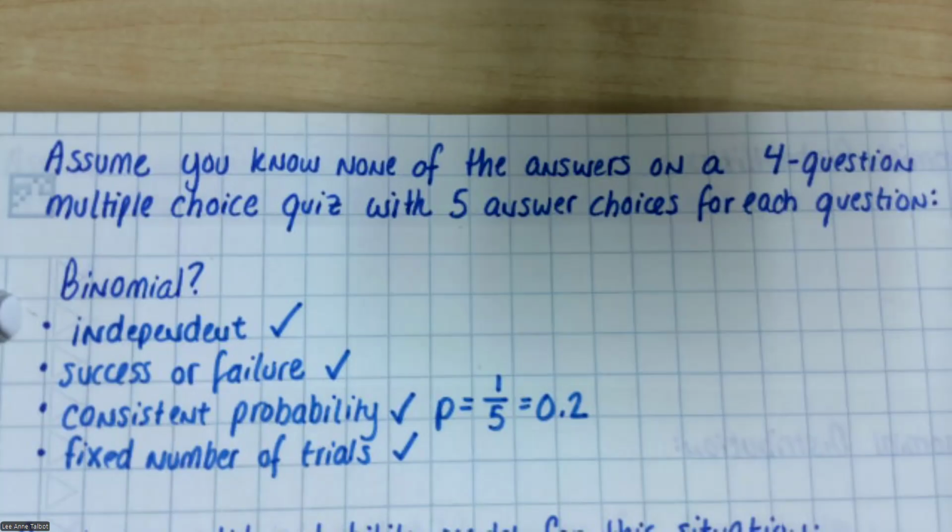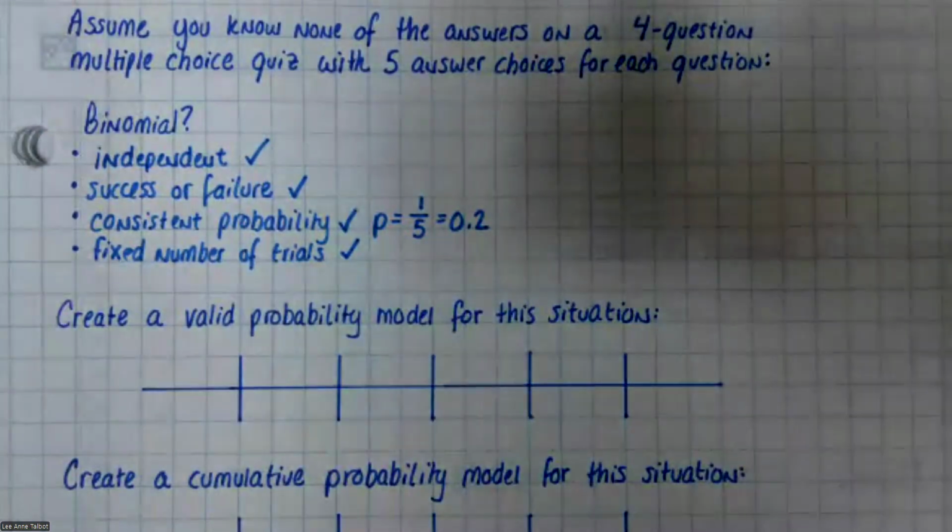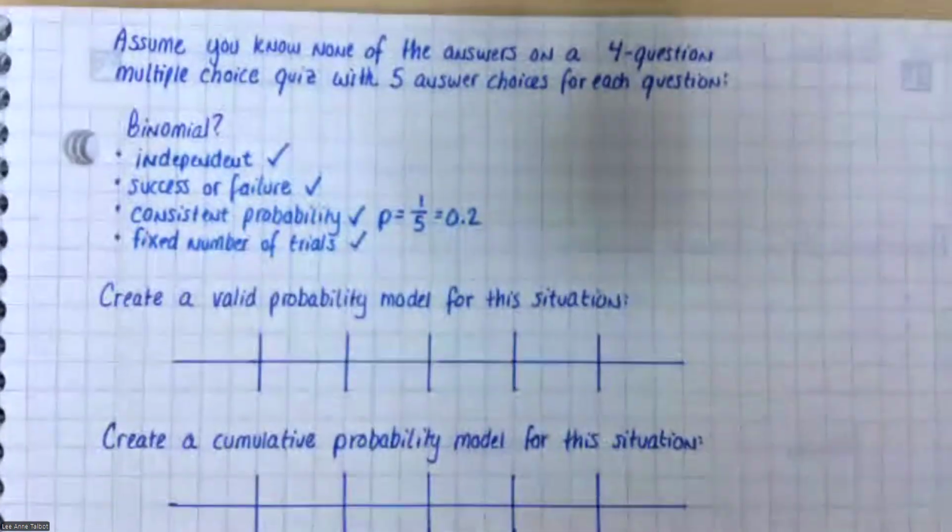Okay, what was the last one? Fixed number of trials? How many trials are there? 4 questions. Okay, so then write fixed number of trials, check, n equals 4. So when you're guessing on a multiple choice quiz, it is a binomial situation. Interestingly enough, while you don't know any of the material, you could sit there with your calculator, figure out your probability of getting 1 correct or 2 correct or 3 correct, which is what we're going to do now. So set up these tables first, and then I will help you guys fill them in.